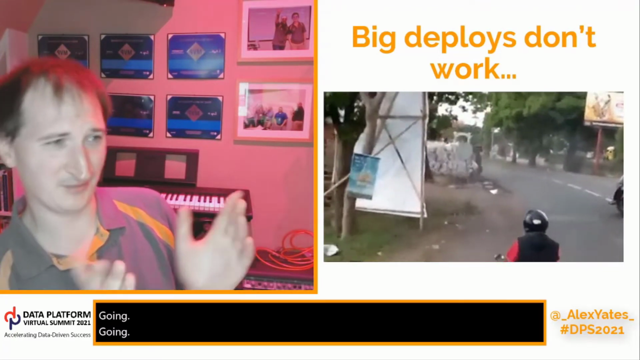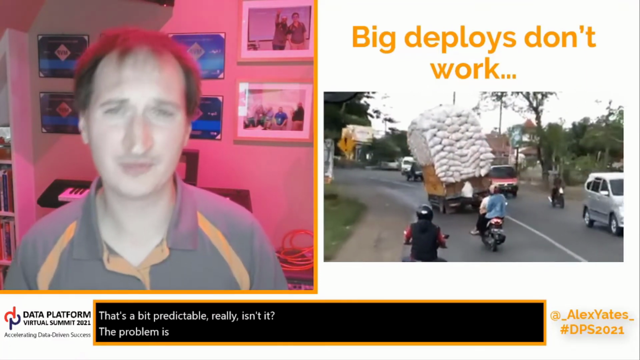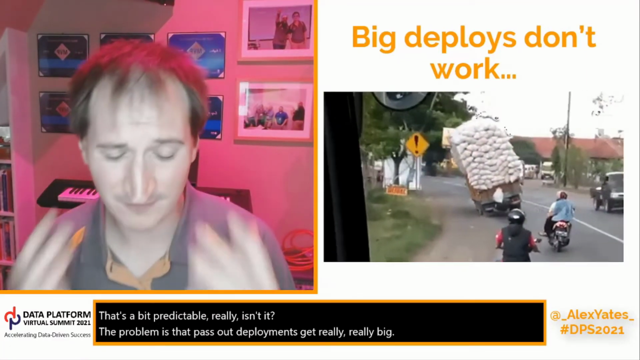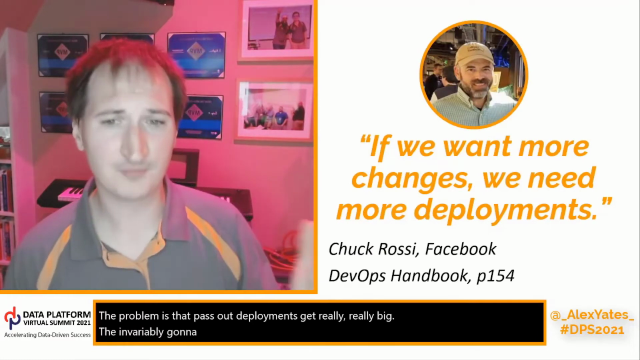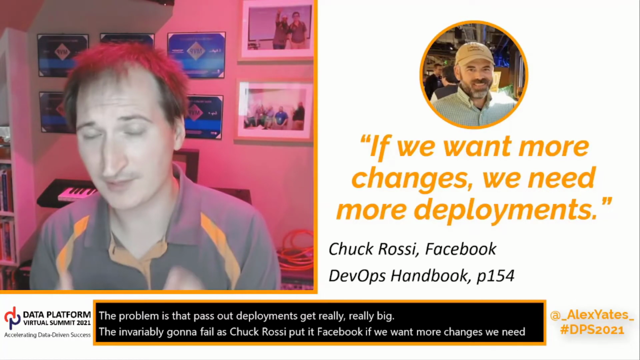Well, that's a bit predictable really, isn't it? The problem is that as our deployments get really, really big, they're invariably going to fail. As Chuck Rossi put it at Facebook, if we want more changes, we need more deployments. And the reason for that is, while he was at Facebook, he observed that the bigger a deployment got, the more likely it was to fail.